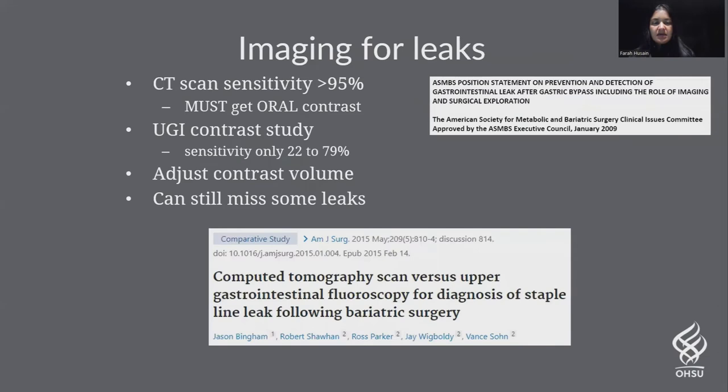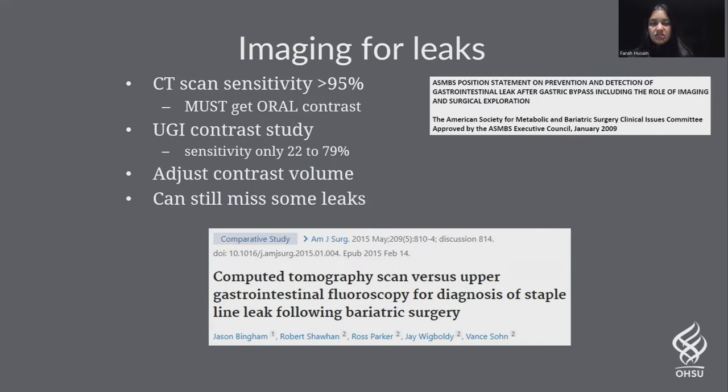For a leak, one of the things to consider is the imaging. The study cited below by Dr. Bingham et al. looked at CT scans versus upper GI fluoroscopy for the diagnosis of staple line leaks. In looking at a large number of patients followed over an 8-year span, what they determined was that CT scan sensitivity was over 95% with oral contrast given, and the upper GI contrasted studies' sensitivity only ranged from 22 to 79%. Specificity was also much higher for the CT scan.